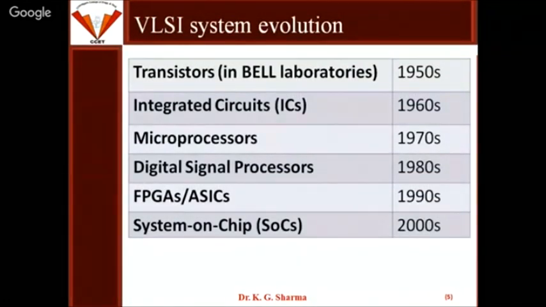If we talk about VLSI system evolution, in the 1950s, the transistors were developed in Bell Laboratories. In 1960, integrated circuits came into existence. Then in the 1970s, the big revolution happened and microprocessors came into existence. In 1980, digital signal processors were developed. You can imagine that these digital signal processors are the main component of our mobile phones. Then in 1990, FPGAs and ASICs came into existence, and after 2000, system on chip became the main component.